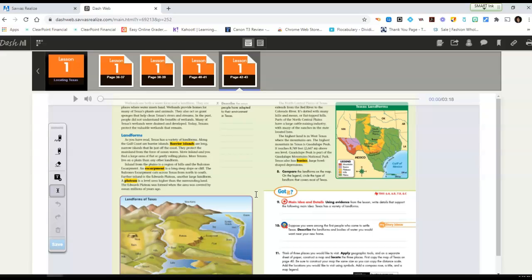The highest land is in West Texas, where the mountains are. The highest mountain in Texas is Guadalupe Peak. It reaches 8,749 feet, which is 2,667 miles above sea level. Guadalupe Peak is part of the Guadalupe Mountains National Park. Texas also has basins. They are large, bowl-shaped depressions.